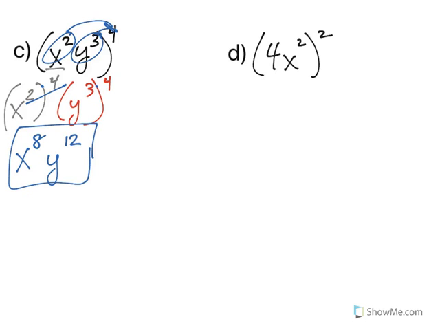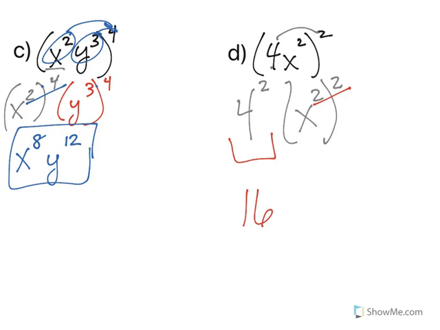All right, and letter D, our last one. So I have (4x squared) squared. Again, I'm going to take 4 squared. Everything gets that squared, and then x squared squared. So 4 squared is 16. x squared squared, 2 times 2 is 4, so 16x to the 4th.